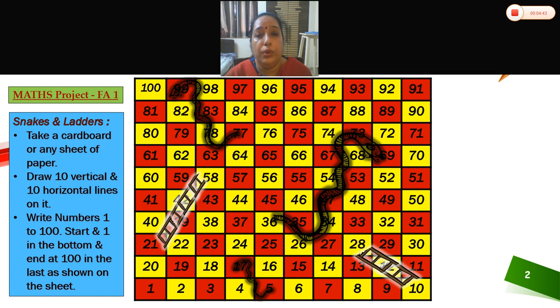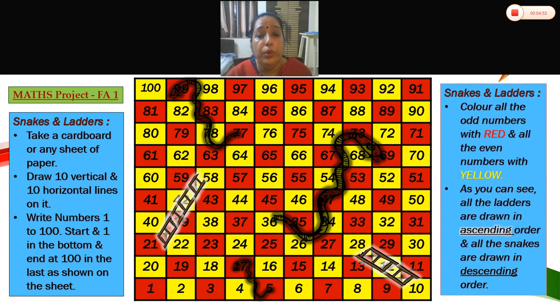So we have learned one concept here, that is odd and even numbers, showing the colors on the snakes and ladders game. Now we are going to learn one more concept, that is ascending order and descending order. What do we do in ascending order, children? We go from small number to big number. That is, we climb the steps from down to up. In descending order, what do we do? We climb down the steps. That is bigger number to smaller number.